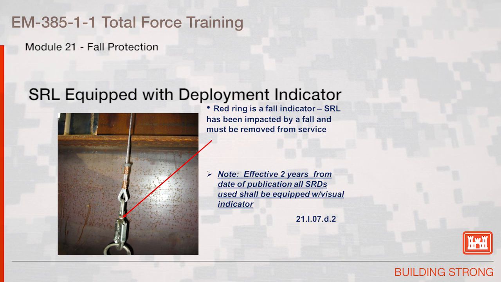SRL equipped with a deployment indicator. The red ring is a fall indicator. This SRL has been impacted by a fall and must be removed from service. Note, effective 2 years from the date of publication, all self-retracting devices used shall be equipped with a visual indicator.